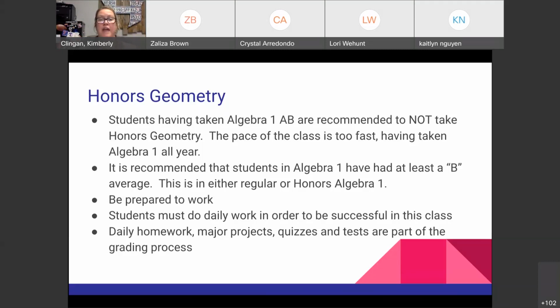So if a student took algebra AB, it is not recommended that they take honors geometry. The pace, instead of being all year, is 18 weeks, and the curriculum is much more advanced. It's really not recommended for a student who took the all year algebra. It is recommended that students in Algebra 1 have had a B average in either regular or honors, and students need to be ready to work and ready to do daily work every day. The expectation is that students will do their work, the projects, the quizzes, and their tests, everything in order to be prepared for that geometry work.